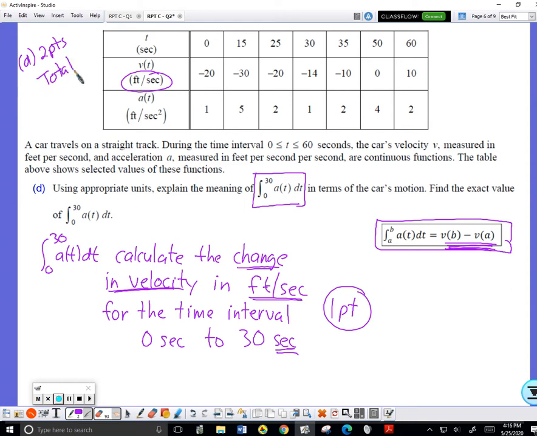Then it says, find the exact value of this integral. Well, same formula. We need to do this. So, copy this over.